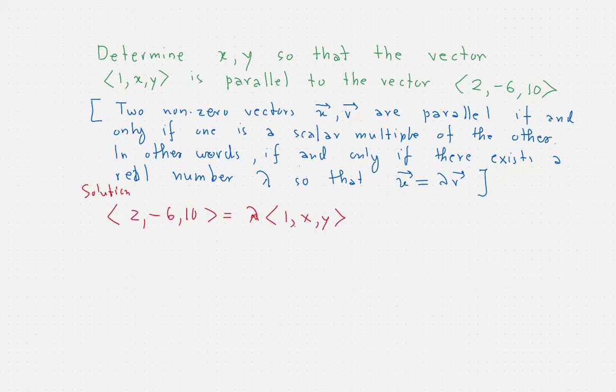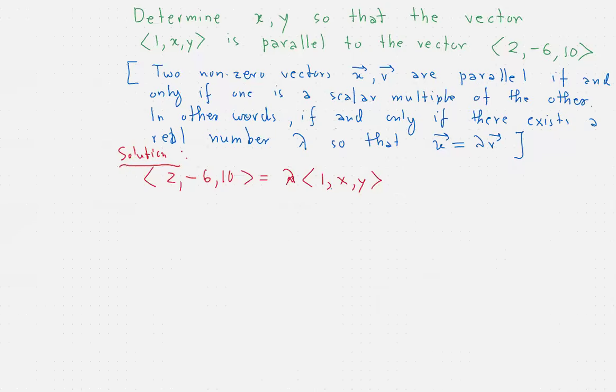So this translates to what? It translates to 2 should be equal to lambda, -6 should be equal to lambda times x, and 10 should be equal to lambda times y. And of course, I'm saying this because once you scale the vector (1, x, y) by lambda, you will find lambda, lambda x, and lambda y.